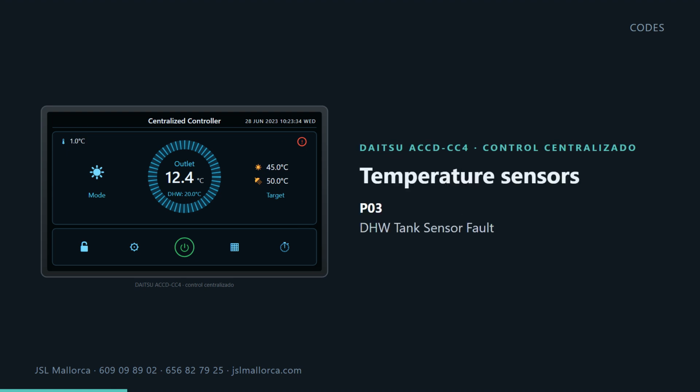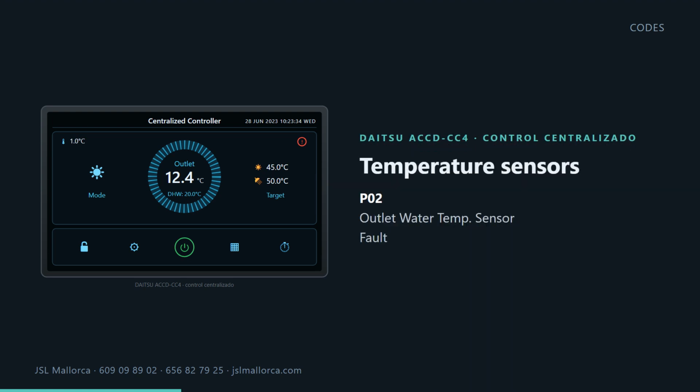Code P03. DHW tank sensor fault. It happens because the temp sensor is broken or short circuit. Code P03A. Buffer tank temp sensor fault. It happens because the temp sensor is broken or short circuit. Code P01. Inlet water temp sensor fault. It happens because the temp sensor is broken or short circuit. Code P02. Outlet water temp sensor fault. It happens because the temp sensor is broken or short circuit.